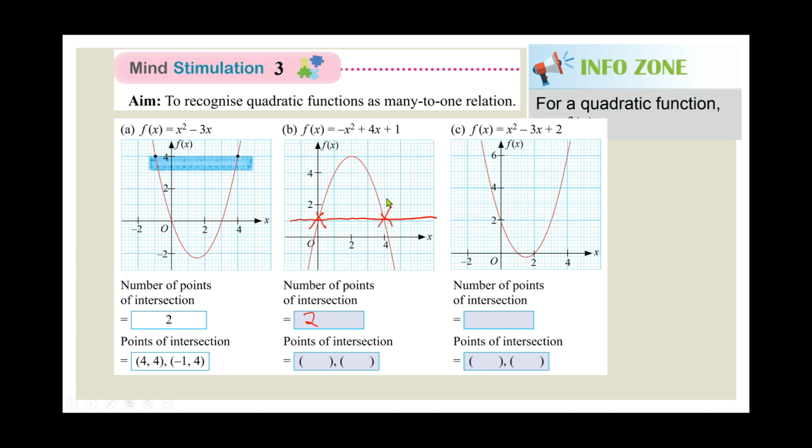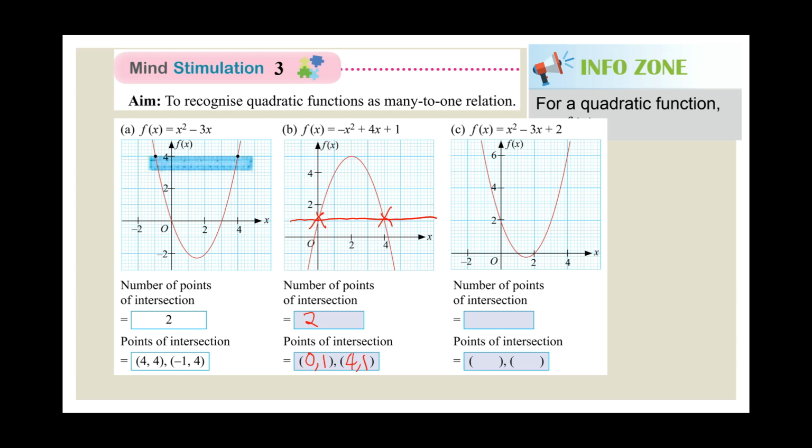Okay, so what is the point of intersection for this one here? 0 and 4, right? 0 and 4 is the x. I'm asking for the coordinate here. Okay, 0, 1, right? And then this part will be 4, 1. Yes, 4, 1.